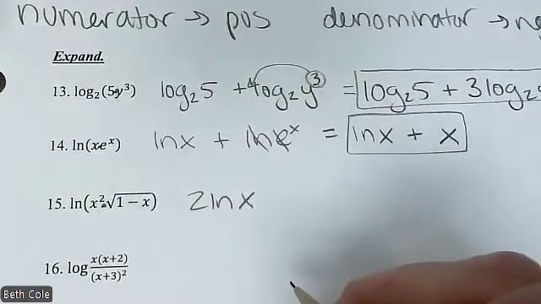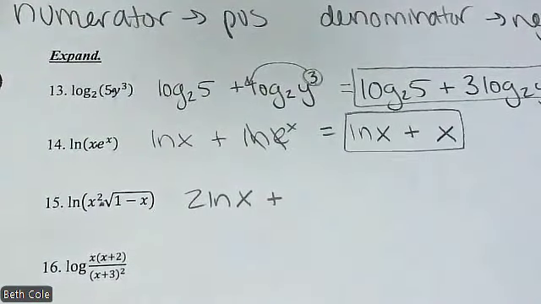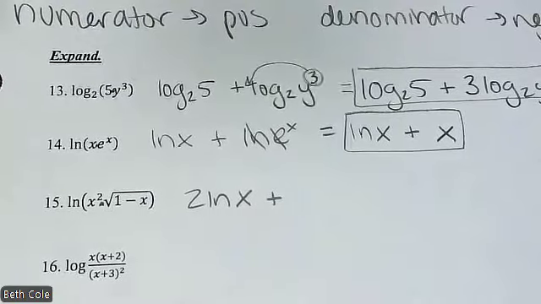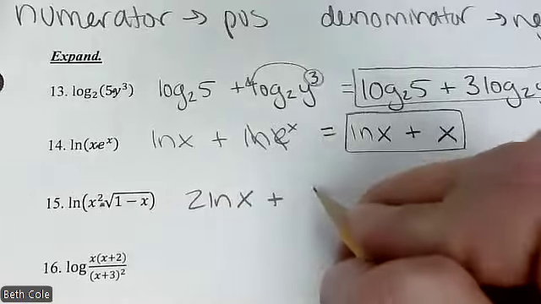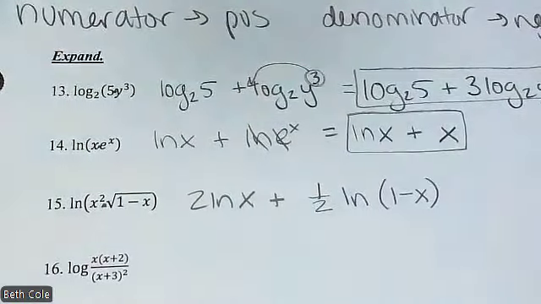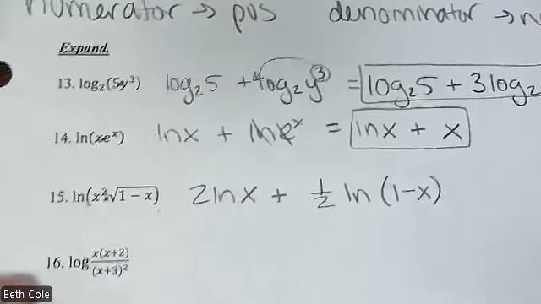2 ln x plus, now do you see how the second part has a square root? What power is a square root? Not 2. 1/2. So it is 1/2 ln of that stuff. Again, you can take the power and write it out front. The power for a square root is 1/2. What's your power for a cube root? 1/3. A fourth root would be 1/4. Okay, good. You're coming with me on that.